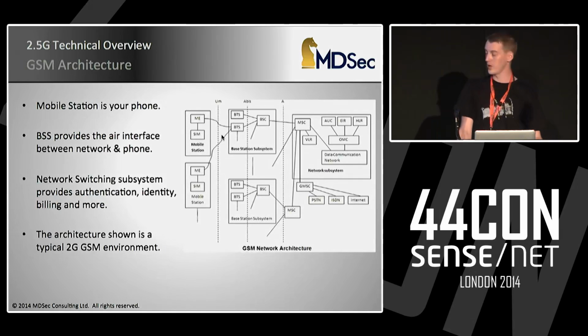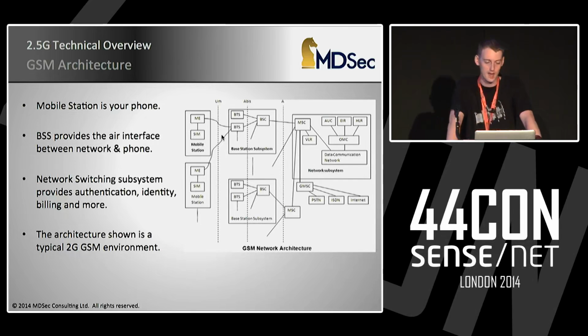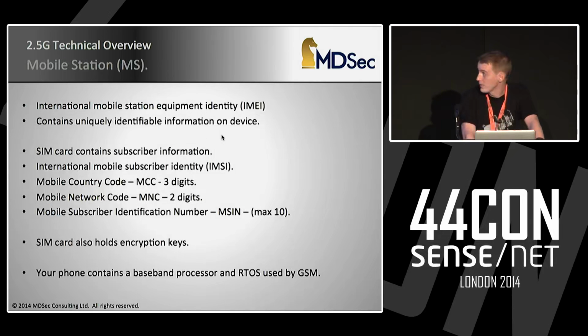So this is an overview of the 2G GSM architecture. We can see here that the mobile station, or ME, is your mobile phone. And it consists of the mobile equipment and the SIM card. And then this is the link to the BSS, which provides the air interface between the network and the phone. And that's the base station subsystem, which comprises the base station controller and base transceiver system. There's the network switching subsystem, which provides authentication, identity, billing, and more. And that's basically what a 2G environment looks like by itself.